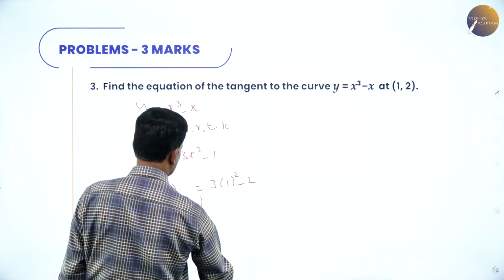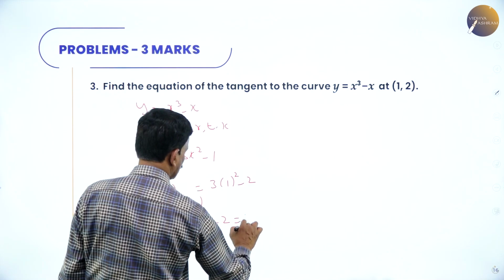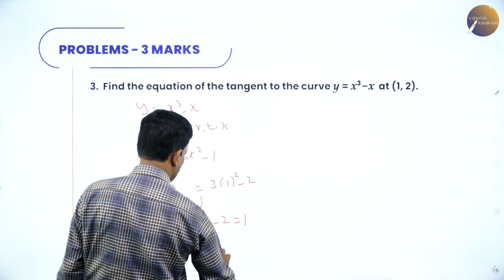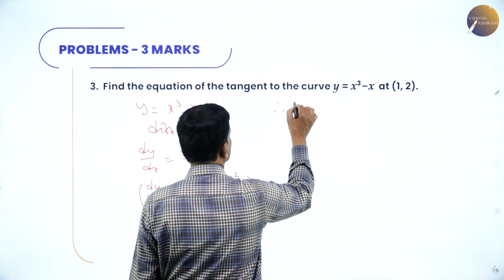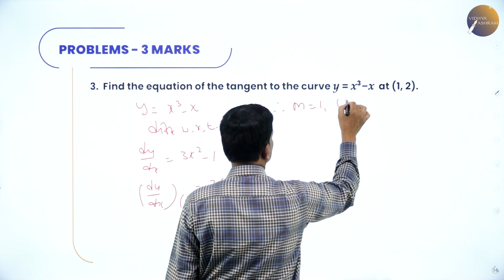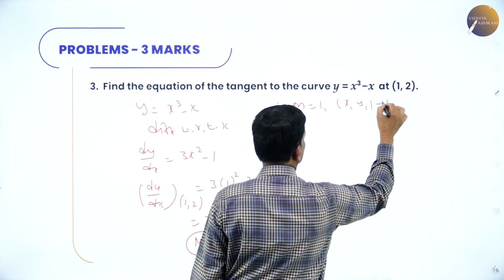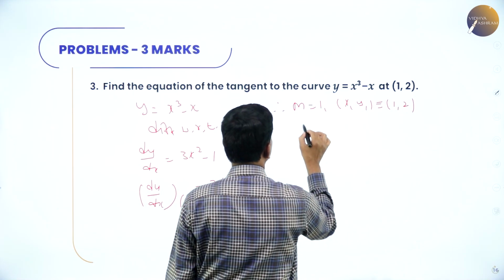1 square minus 2, 3 minus 2 is equal to 1. So m is equal to 1. Therefore here the slope m is equal to 1 and x1, y1 is equal to (1, 2).